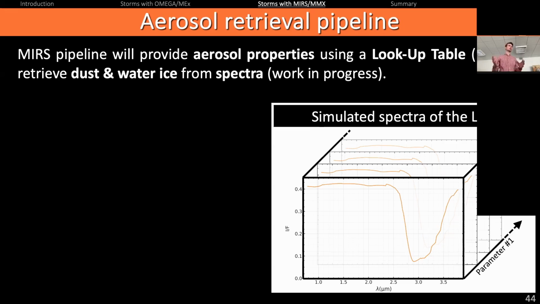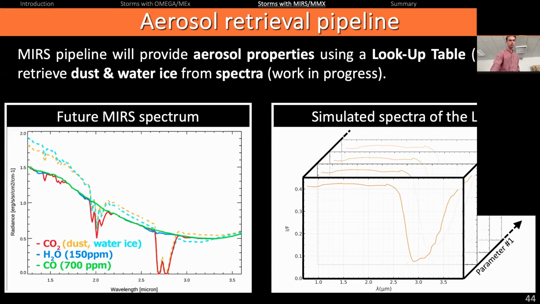So this is a huge bank of spectra, as you can see here, with different parameters, and we will compare this lookup table to real MIRS observations, as you can see here. And by comparing them, we'll be able to retrieve different characteristics of the aerosols, for example, the dust optical depths and the ice optical depths, so the amounts of atmospheric dust and atmospheric ice. So this is a work in progress, and we'll have a poster again at EPSC. So if you are interested, you can come to see me.